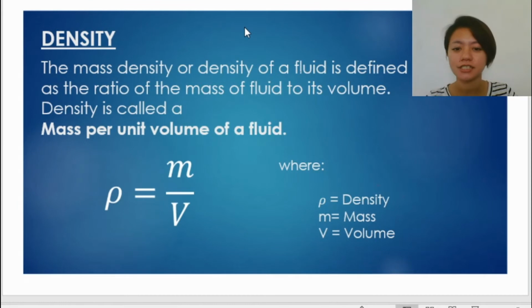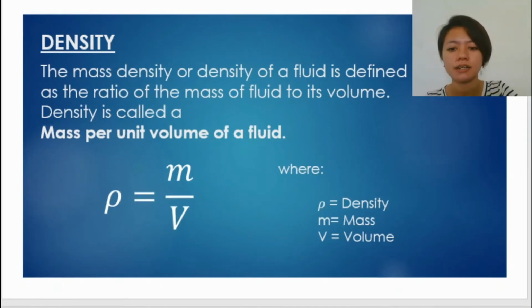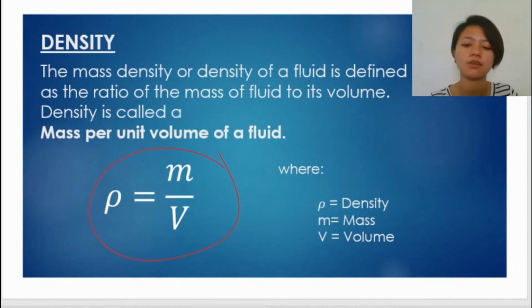The mass density or density of a fluid is defined as the ratio of the mass of fluid to its volume. Density is called a mass per unit volume of a fluid. So we have the formula here, rho equals m over V, where rho is your density, m is your mass, and big letter V is your volume.